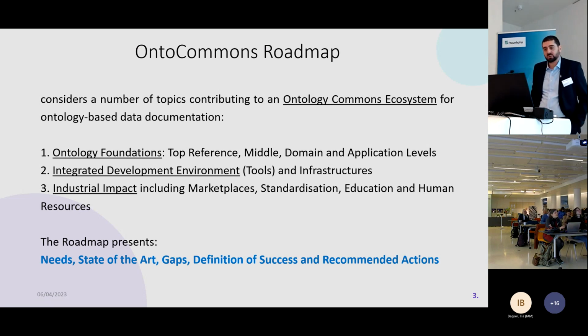So what is the OntoCommons roadmap? It considers a number of topics that contribute to the ontology commons ecosystem for ontology-based data documentation. There are 3 main topics: the ontology foundation, so top reference, mid-level, domain, and application; the integrated development environment, so tools and infrastructure; and the industrial impact that includes marketplaces, standardization, education, and human resources. And we designed the structure based on the industrial needs, the state of the art, the gaps from the state of the art, the definition of success, and recommended actions. This was the first version of the roadmap, and the second version will come by the end of the project with more detail and timeline and so on.